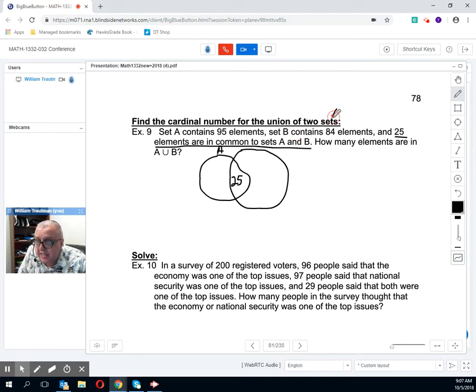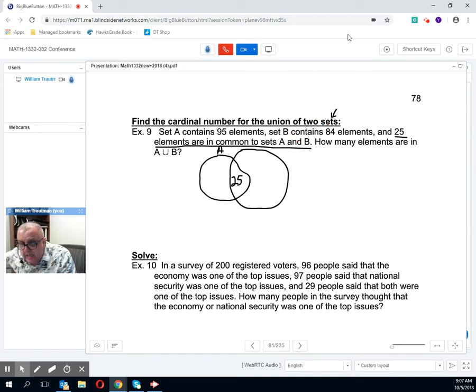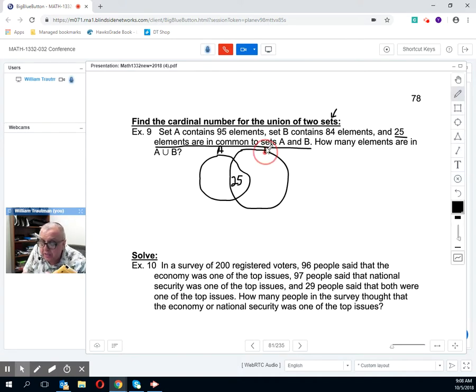Now it says A is 84. Well, I already see 25 elements in A. That means how many elements are in A but not in B? This is set B. 25 are in A and B. And it says 84 elements are in A altogether. 84 minus 25 is 59. Do you see 59 and 25 is 84? It says there, oh wait, B contains 84. So there should be 59 over here, sorry.